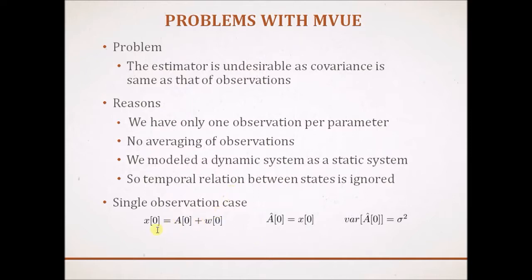So the problem is similar to a case where we have a single observation and a single unknown parameter. Then in that case, the optimal estimator is the observation itself. However, it is not sufficient. Basically, it still has the same variance as the observation. We do not really gain any information about the unknown parameter.